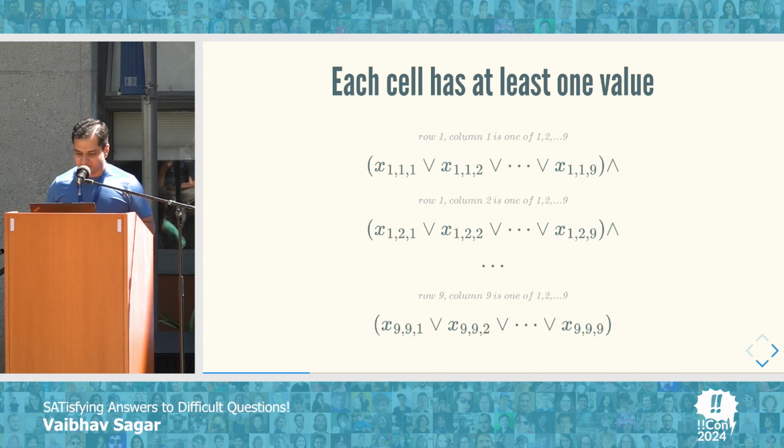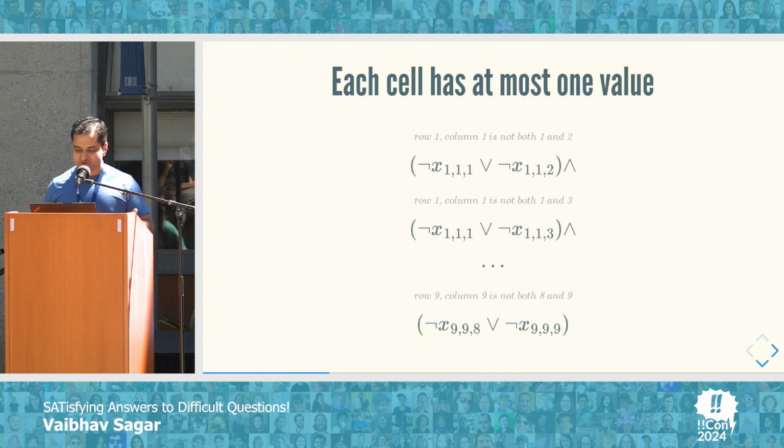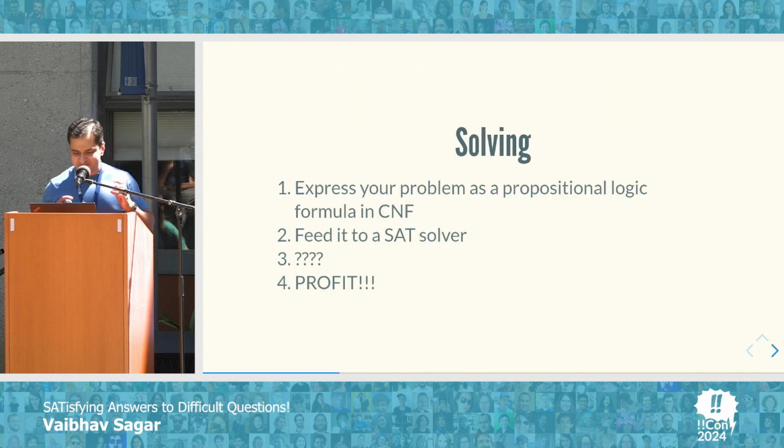So here's the rule that every cell has to have at least one value. Each row has all values, and you can do a similar thing for each column. And each cell has at most one value, which means that for each pair of possible values, one of them must be false. So given that, this is how you solve a Sudoku or any other Boolean satisfiability problem: 1, you express your problem as a propositional logic formula in conjunctive normal form. 2, you feed it to a SAT solver. 3, magic happens. And 4, you get a result. And that's amazing, right? So how does it do this?